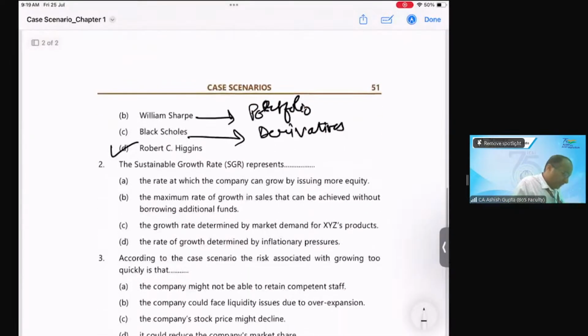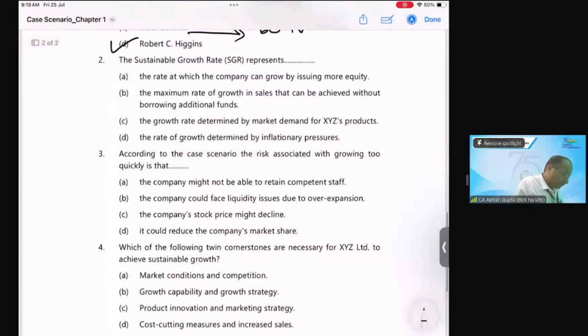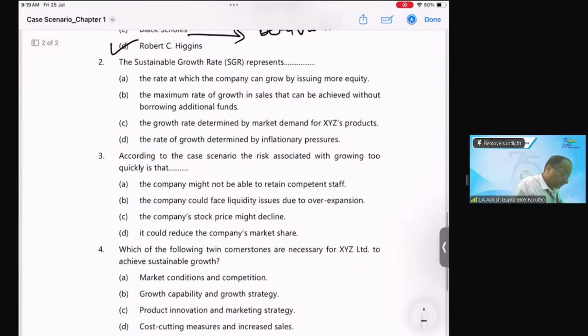Now we come to the next MCQ. The sustainable growth rate represents the following, and there are four options: A, B, C, and D. Now one minute is with you. Read the options and mark the correct option very carefully.